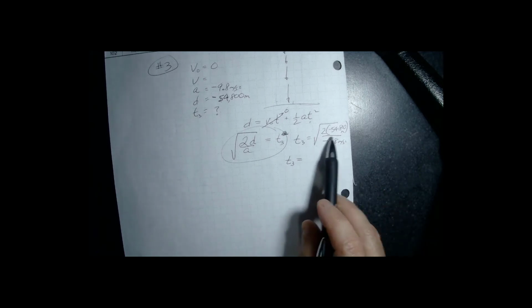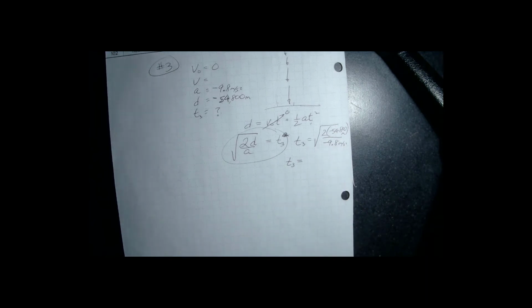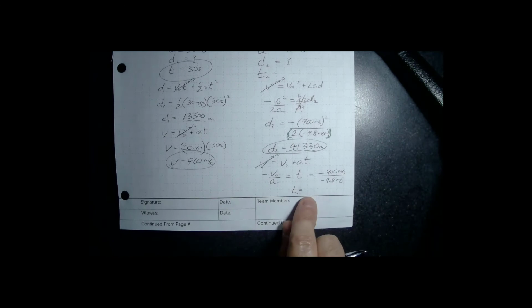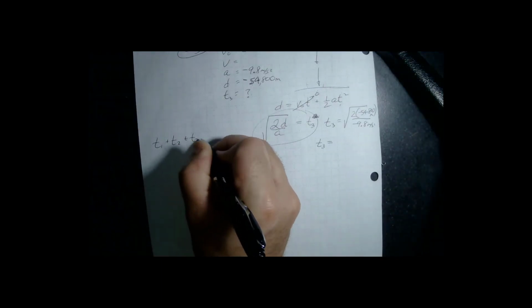But now you can go ahead and solve for T3, and then go ahead and add up our 30 seconds plus our, well, I didn't calculate that one, but you can, our T2 plus our T3 to get our total time. And you're there.